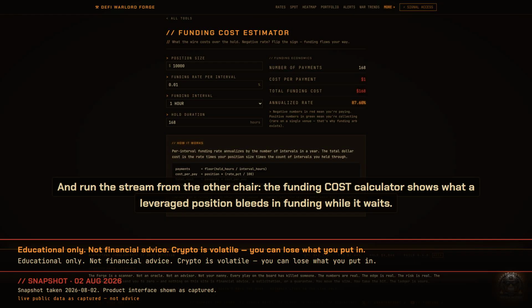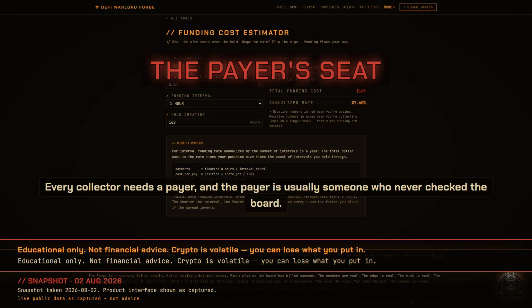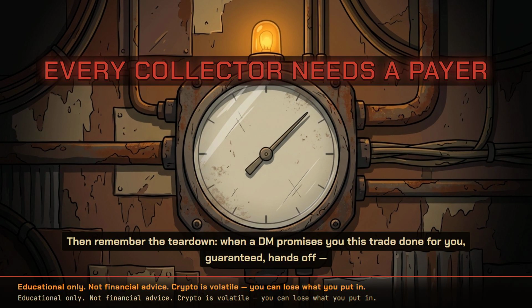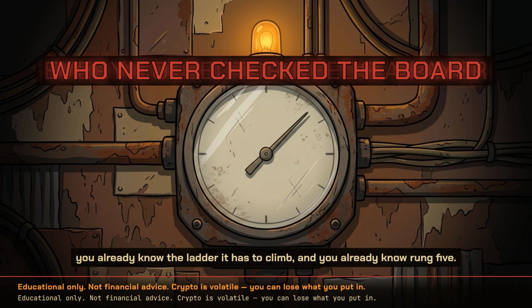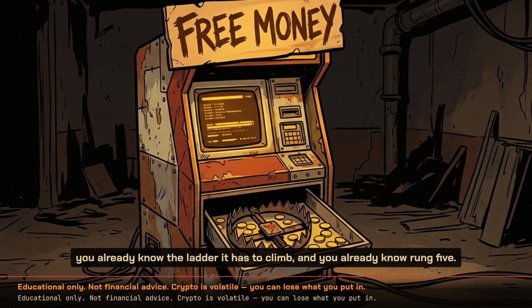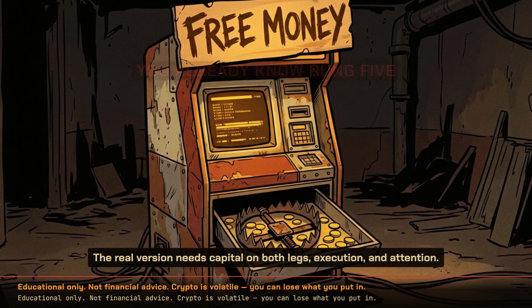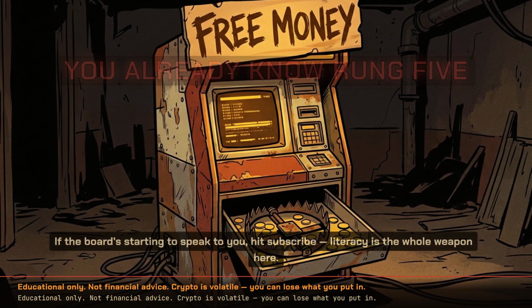The funding cost calculator shows what a leveraged position bleeds in funding while it waits. Same river, other bank. Every collector needs a payer, and the payer is usually someone who never checked the board. Then remember the teardown. When a DM promises you this trade done for you, guaranteed, hands off, you already know the ladder it has to climb, and you already know rung 5. The real version needs capital on both legs, execution, and attention. The fake version needs only your deposit.